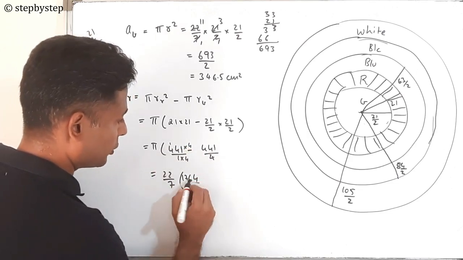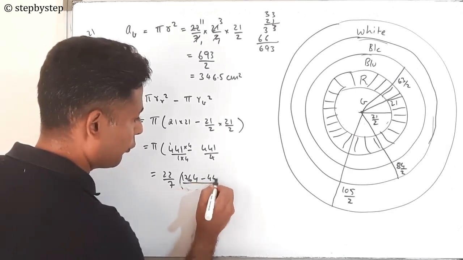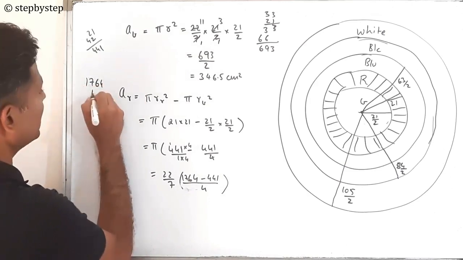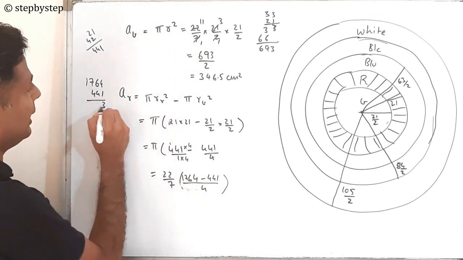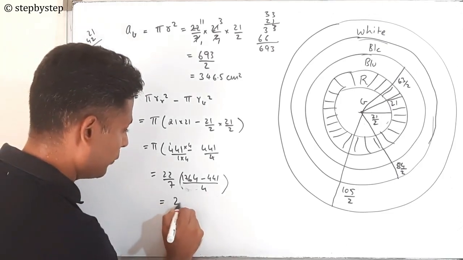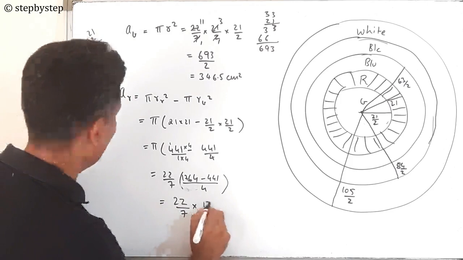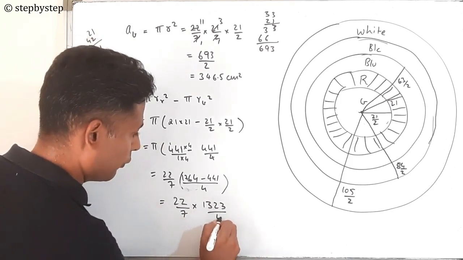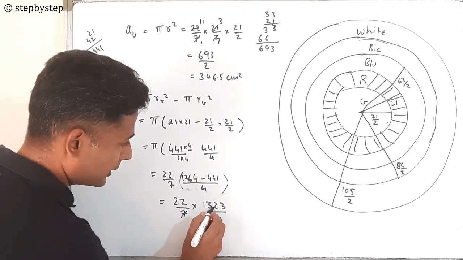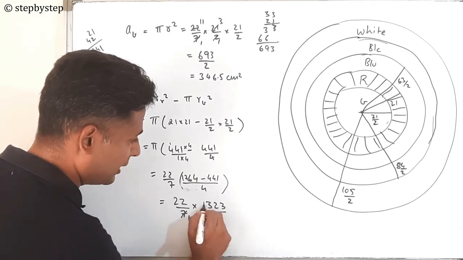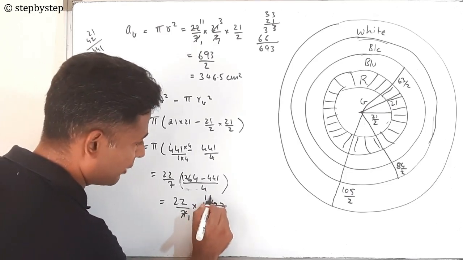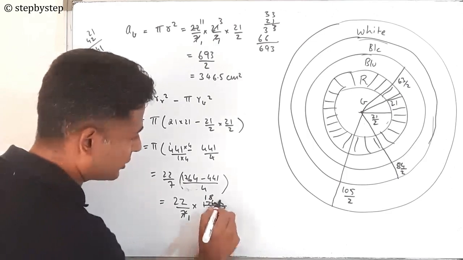Okay, LCM is 4, so 1764 minus 441 over 4. So 1764 minus 441, what do I get? 1323. So I get 22/7 into 1323/4. So now, I think it will go by 7. Let's see. It will go. 7 ones are 7, what remains is 6. So I get 62 here. 7 8s are 56. What is the remainder? 63. So I get 9 over here.